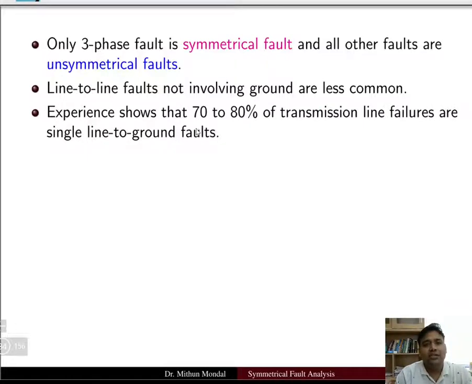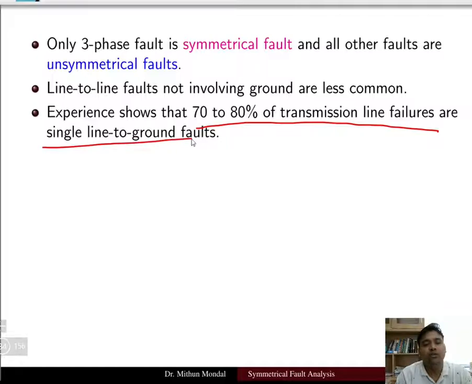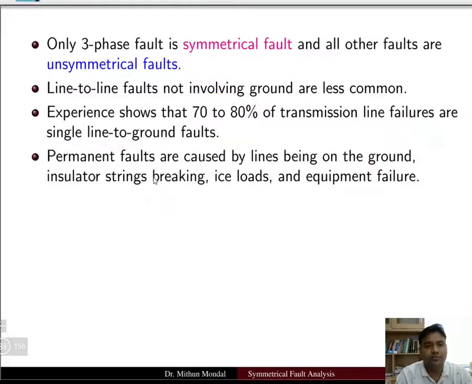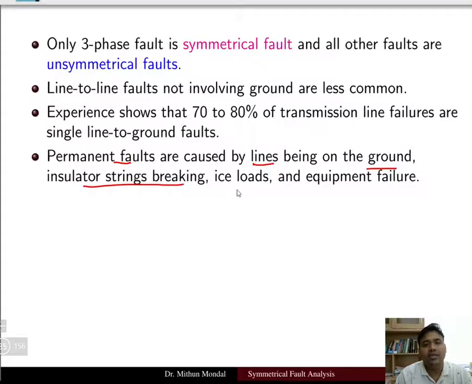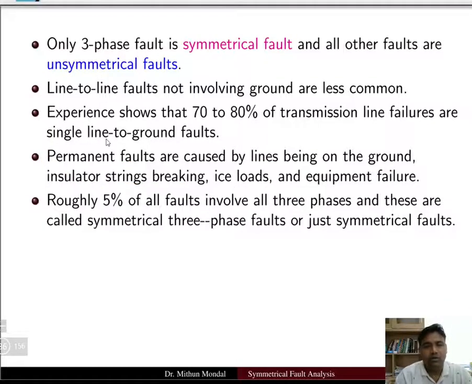Experience shows that 70 to 80% of the transmission line failures are single line to ground failures. So most of the faults, about 70 to 80%, are because of single line to ground failures. Permanent faults which can't be rectified are caused by lines being on the ground, insulator string breaking, ice loading or equipment failure. So these types of faults can't be rectified, so they are known as permanent faults.